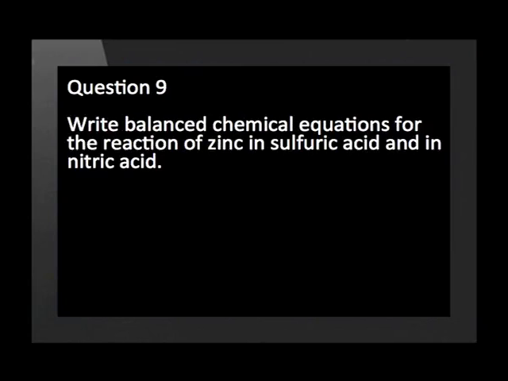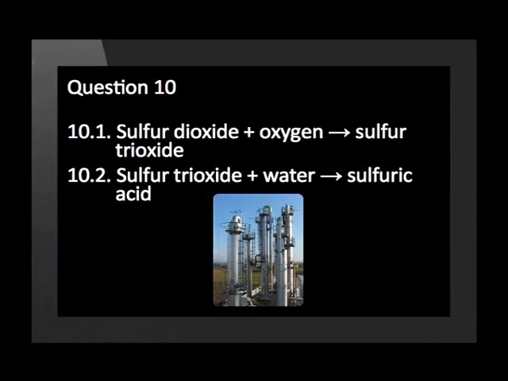Question 9. Write balanced chemical equations for the reaction of zinc in sulfuric acid and in nitric acid. Question 10. Sulfuric acid is produced industrially in a process known as the contact process. Write balanced chemical equations for the following reactions in the production of sulfuric acid. Sulfur dioxide is reacted with oxygen to form sulfur trioxide. Sulfur trioxide is dissolved in water to form sulfuric acid.